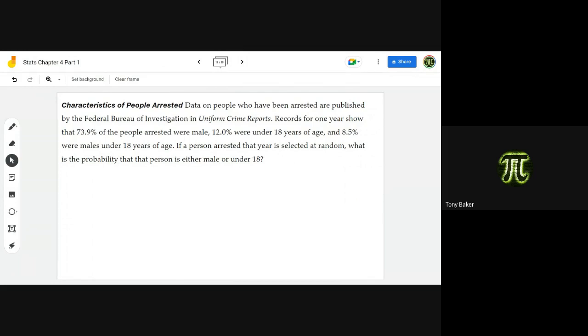So records for 1 year show that 73.9% of the people arrested were male, 12% were under 18, and 8.5% were males under 18. If a person arrested that year is selected at random, what is the probability that that person is either male or under 18?